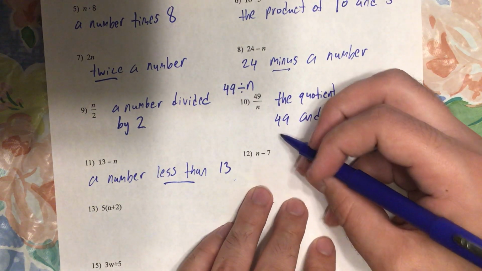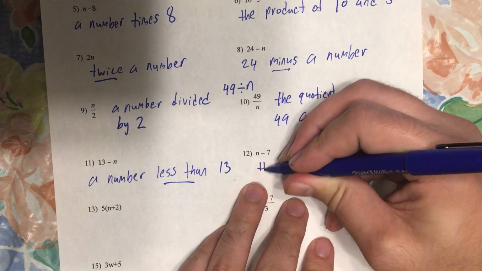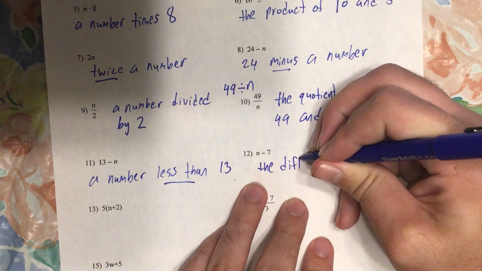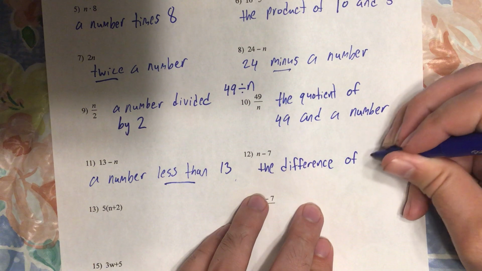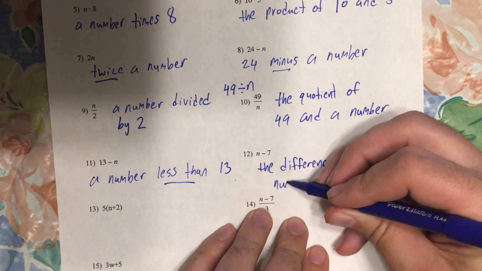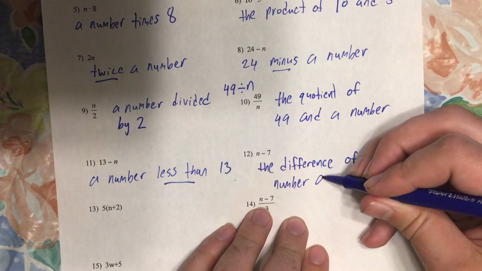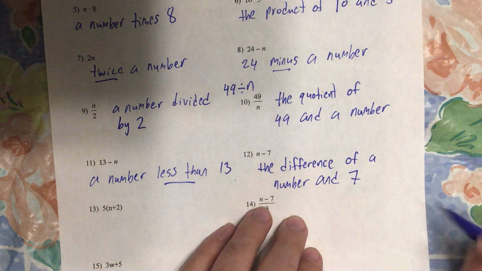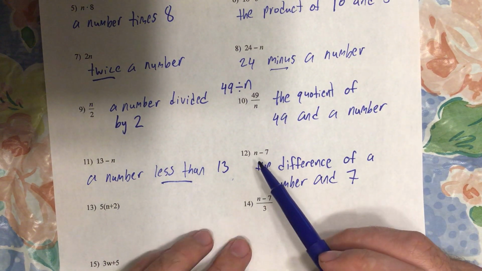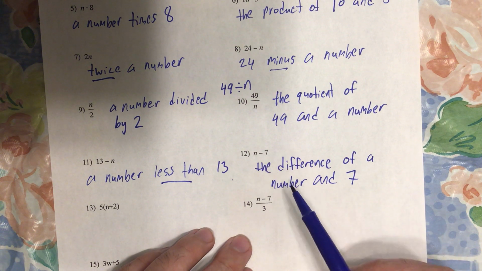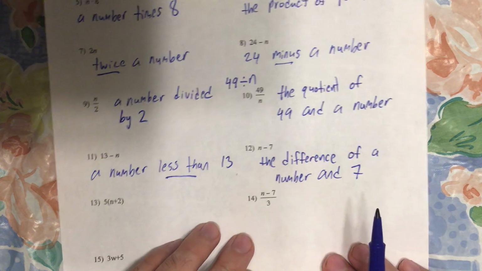And here we can do just the general, the difference of a number and 7. So when you say the difference of, you just go right in order. We saw n first, then 7, number, and 7.